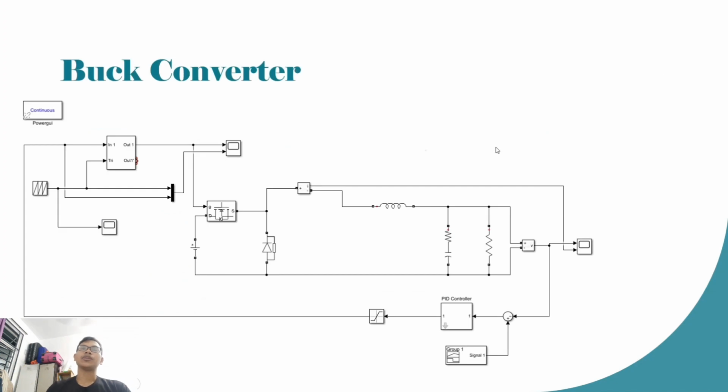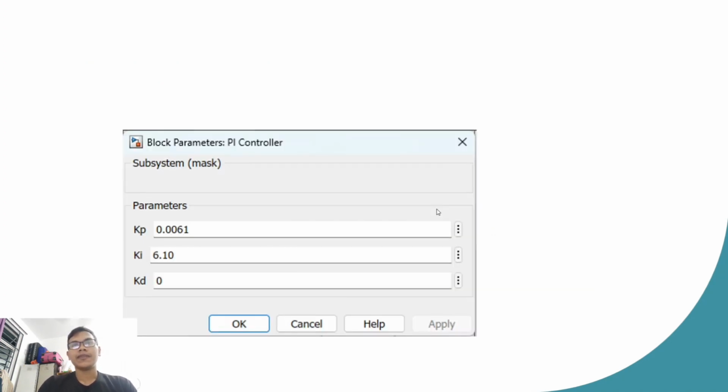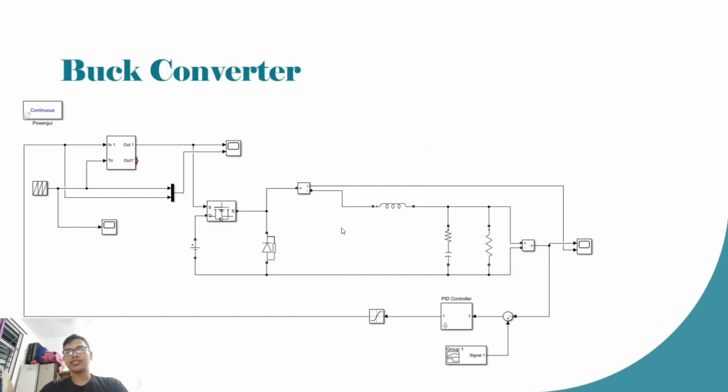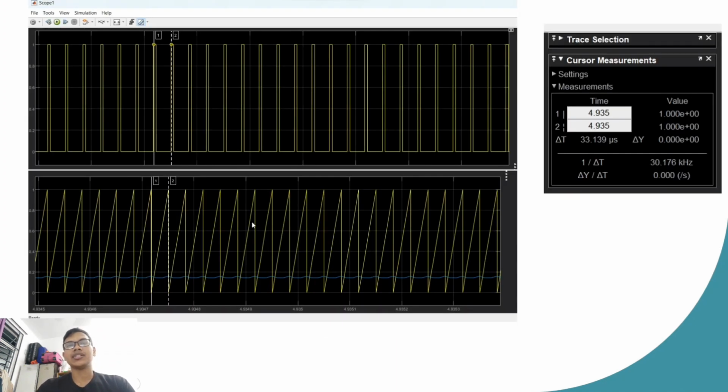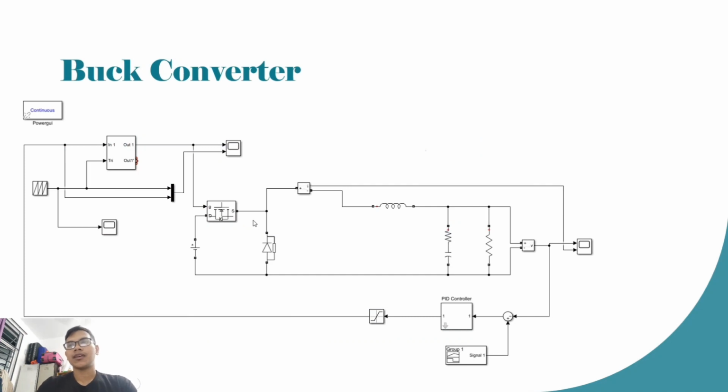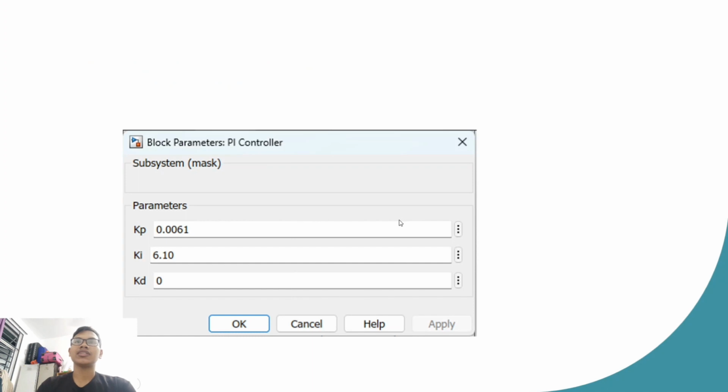Okay, next we move to the buck converter. The buck converter circuit is like this. Then we will insert the stable state values inside the PI controller, PID controller, that equal 0.0061 and 6.1. Then we will run the buck converter and we will get the duty cycle of the circuit.